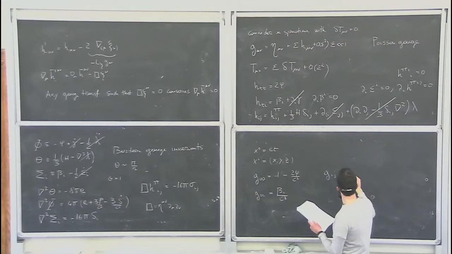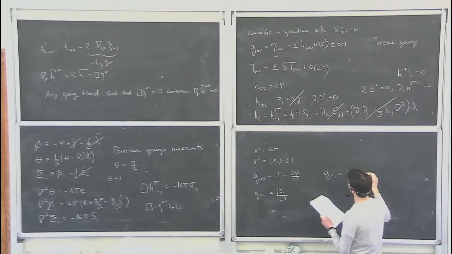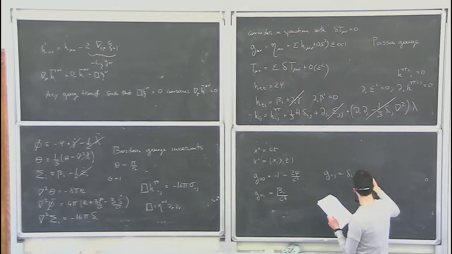So I have a delta ij from the background. It'll be a pain to... I'm sorry, I think I'll slightly change the notation. You'll forgive me for that. I will explain now.